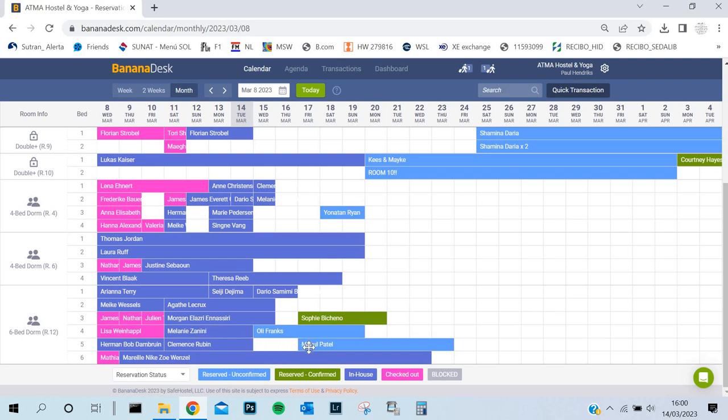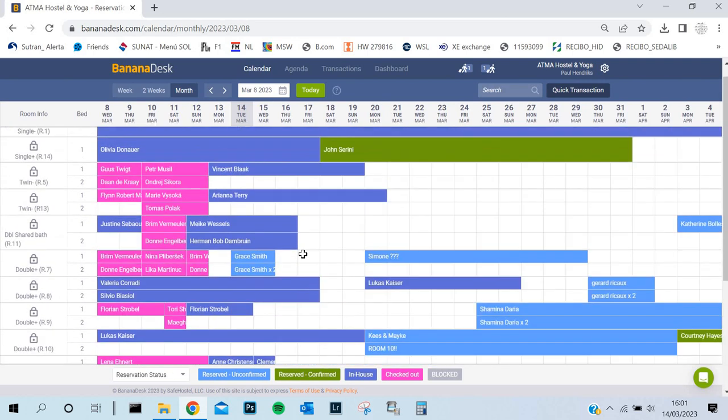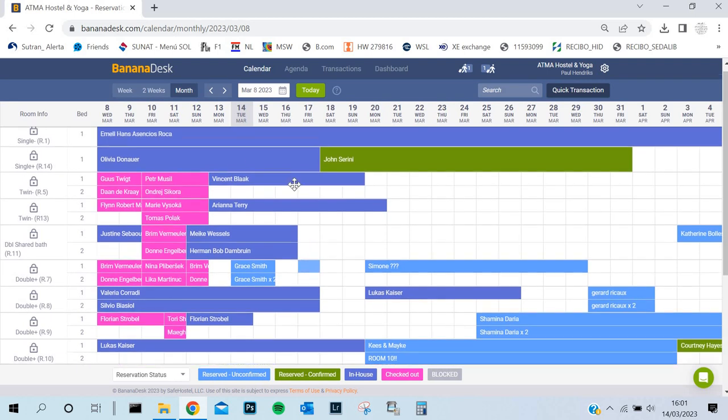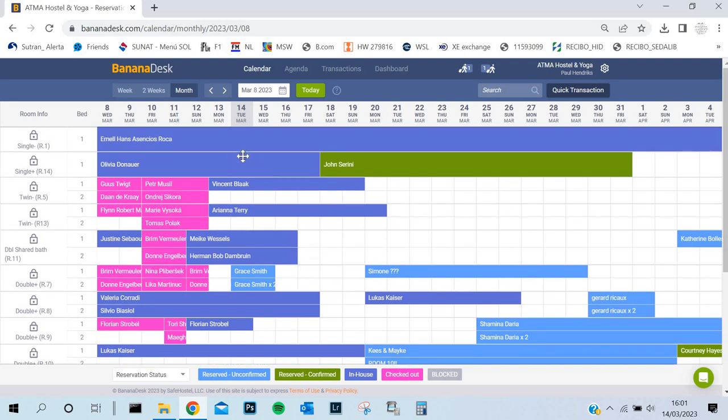I can pick this person up and put them here, it doesn't matter. It's all within the same room, in the same dorm. I cannot pick him up and put him here because he has not booked a 4-bed dorm. He has booked a 6-bed dorm, so I can only move him around within these six places here. Okay, so I hope this is clear.